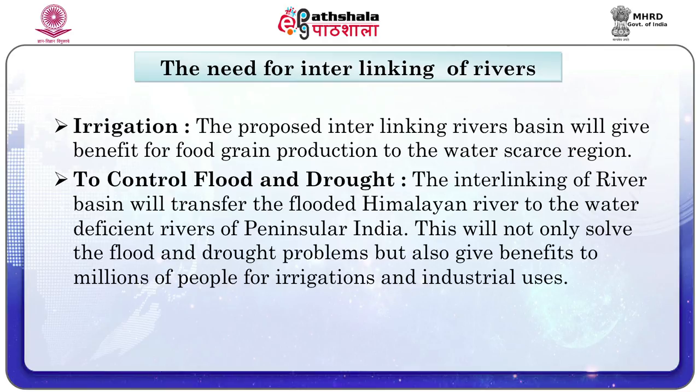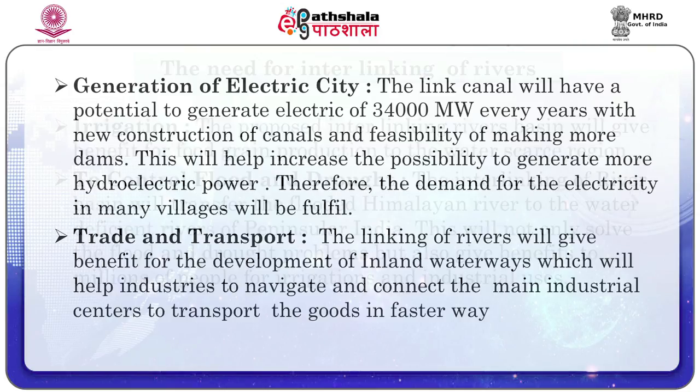The interlinking of river basins will transfer the flooded Himalayan rivers' water to the water-deficient rivers of peninsular India. This will not only solve the flood and drought problems but also give benefits to millions of people for irrigation and industrial uses. Generation of electricity.